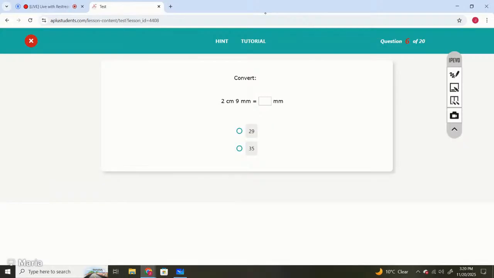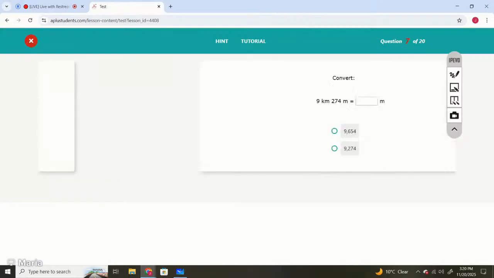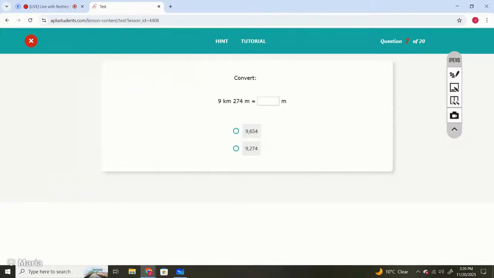Two centimeters and 9 millimeters is 29 millimeters. Option number 1 is the correct option. 9 kilometers 270 meters, which is the correct option.